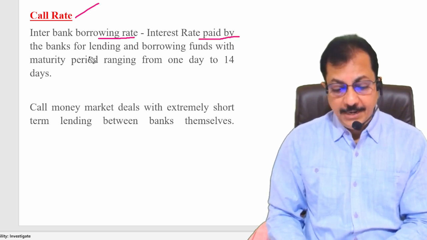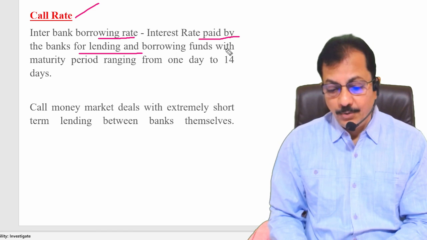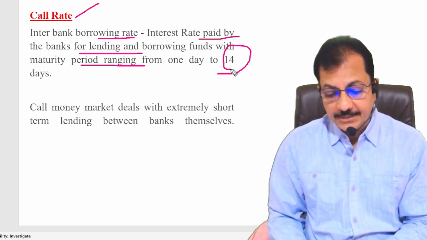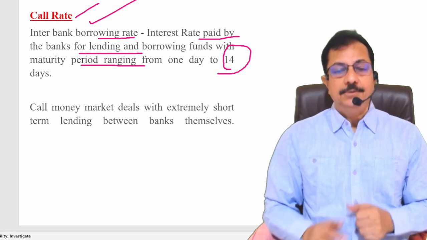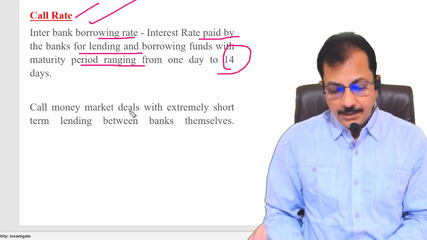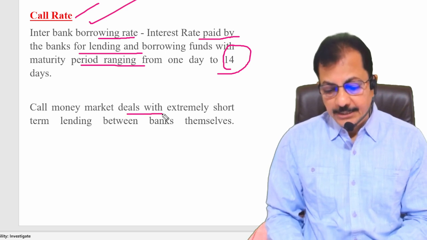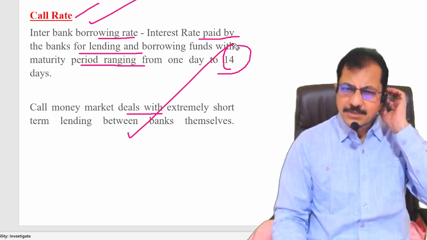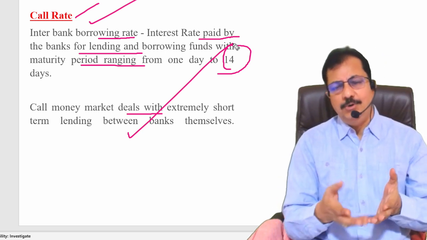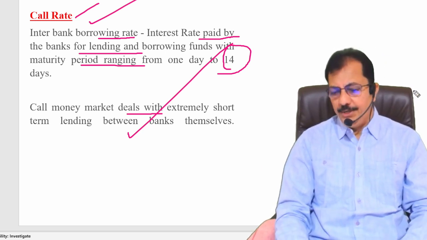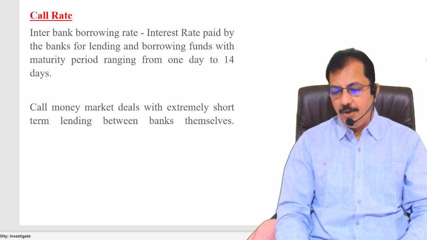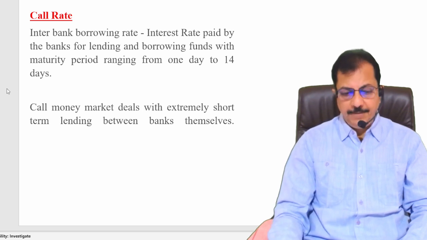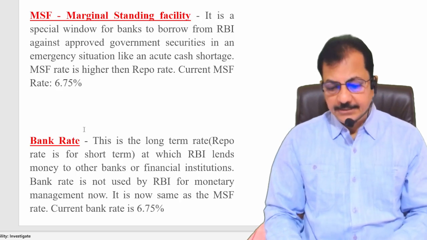The interest rate paid by banks for lending and borrowing funds with a maturity period ranging from 1 to 14 days, that is called call rate. This call money market deals with extremely short term lending between banks themselves. Extremely short. Maybe for 1 day, 2 days, 3 days, but not beyond 14 days. And that is called call rate. Very, very important one. Is that okay? Next.